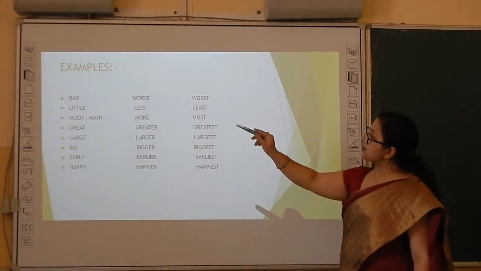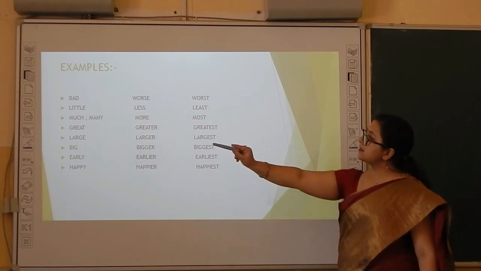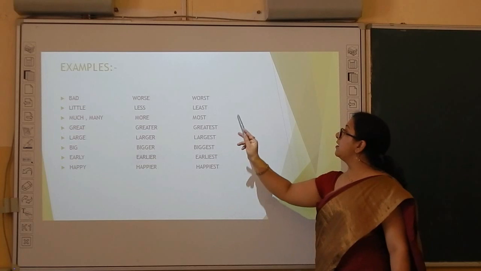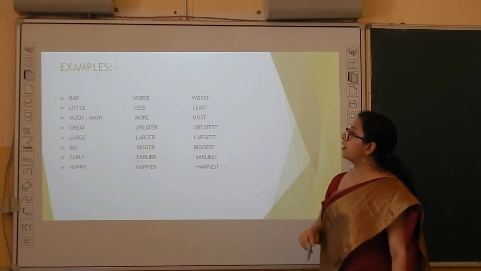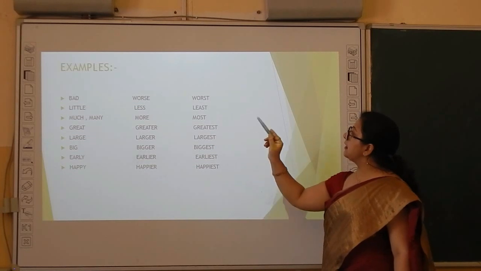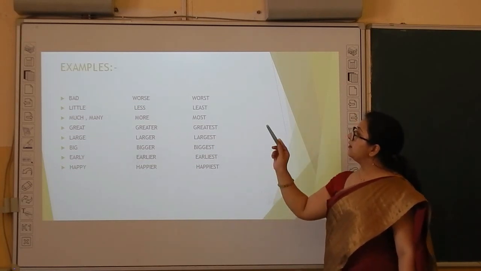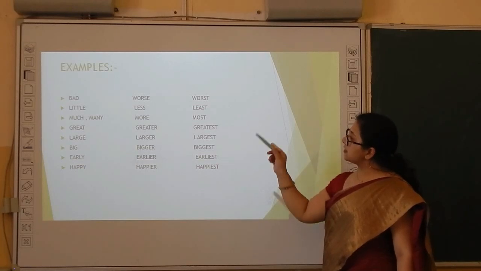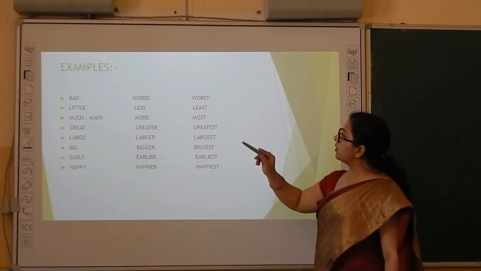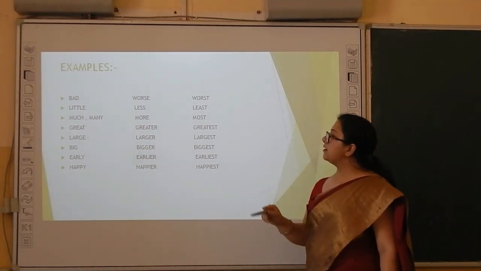Bad, worse, worst. Okay, bad is positive degree, worse is comparative degree, and worst is superlative degree. In the same way, little, less, least. Much or many both have the same comparative and the same superlative degrees. That is, more is comparative degree and most is the superlative degree.